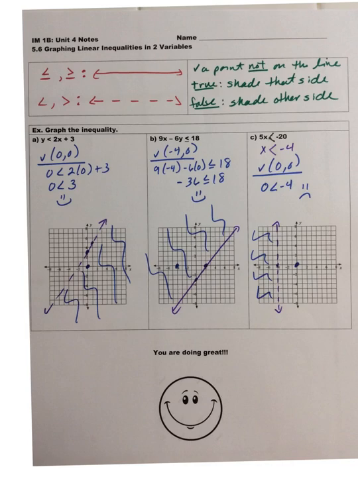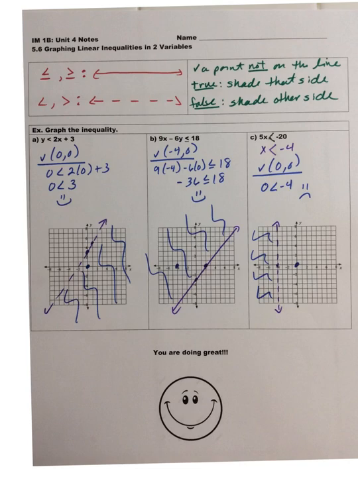So instead of that, if it has an equal sign, we do a solid line. If it doesn't have an equal sign, we do a dashed line. So instead of a solid dot, open dot, we do a solid line versus a dashed line. And then you want to check a point, and here's the key though, not on the line.